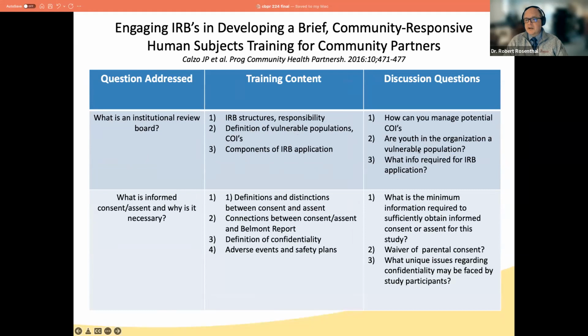How do you manage potential conflict of interest? Are youth a vulnerable population? What are other vulnerable populations? What info is required for an IRB application? And then finally, what is informed consent and assent, and why is it necessary? And the questions they asked: what is the minimum information required to give informed consent? When can we do a waiver of parental consent, and what unique issues regarding confidentiality may be faced by study participants?